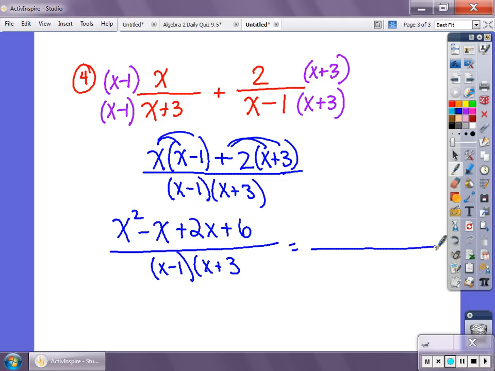Combine our like terms. X squared, the negative x plus the x is plus x. And then we have plus 6, and then all over x minus 1 and x plus 3.